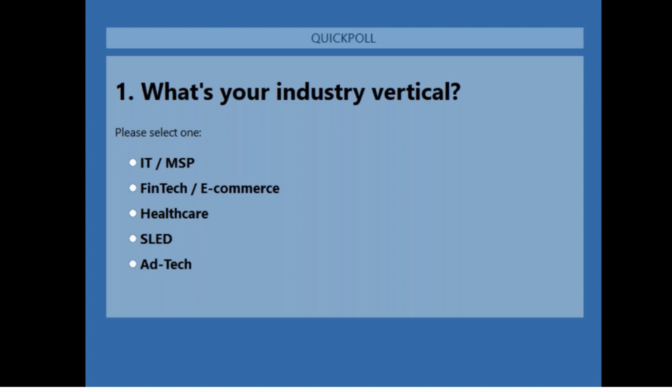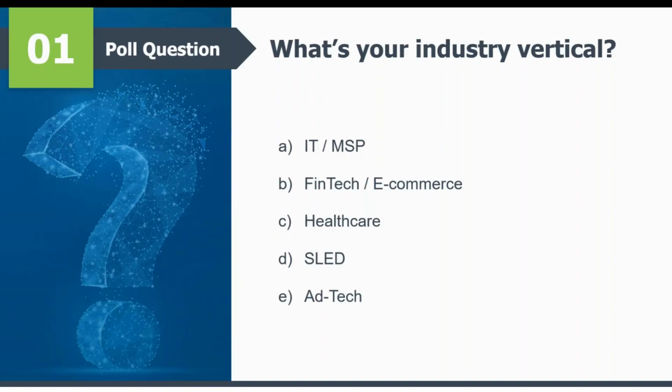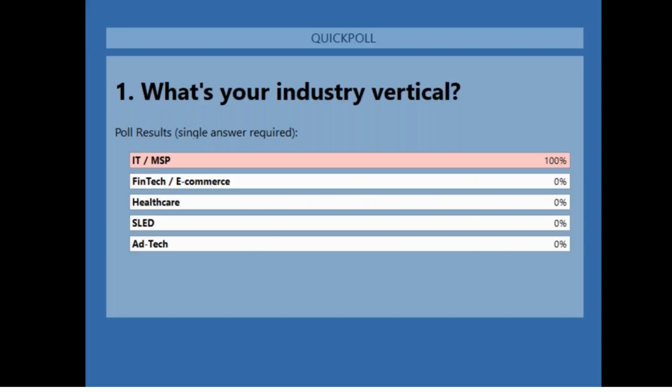And here are the number of industry verticals that we've made available for you to choose from today. So IT service providers and MSPs who are maintaining IT infrastructure for their customers, fintech or e-commerce organizations, healthcare, which are really crucial around compliance and security, SLED, state, local, or education entity, or whether organizations working in the ad tech industry. Give a couple of seconds for all answers to come in, and we'll be able to share that. All right, so we're quite solid on that result. Thank you so much.